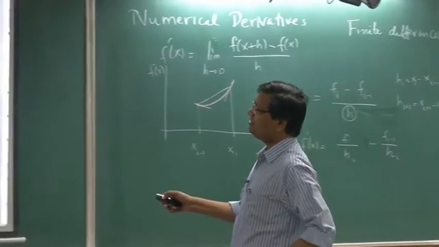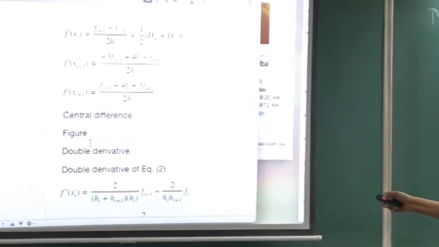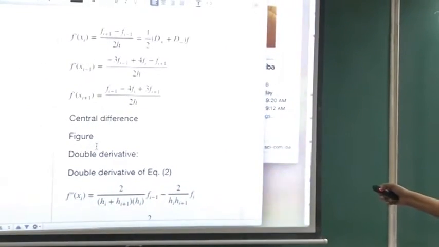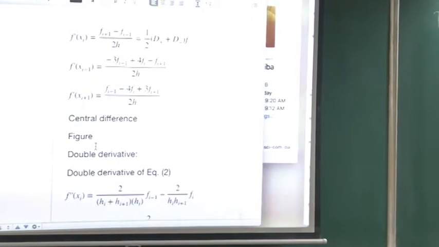So this is the formula for f prime at x i minus 1, and this is for x i plus 1. So this will be forward difference with 3 points, and this will be called backward difference. So you have 3 names: forward difference, backward difference and central difference.